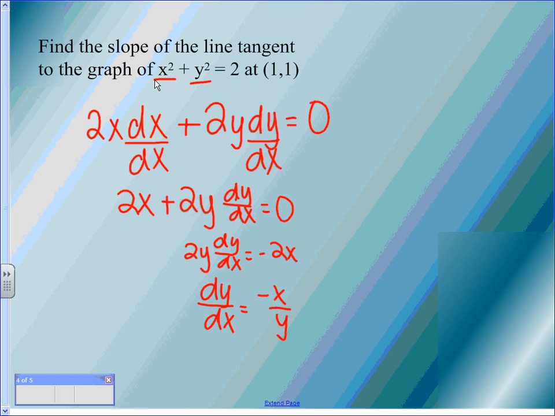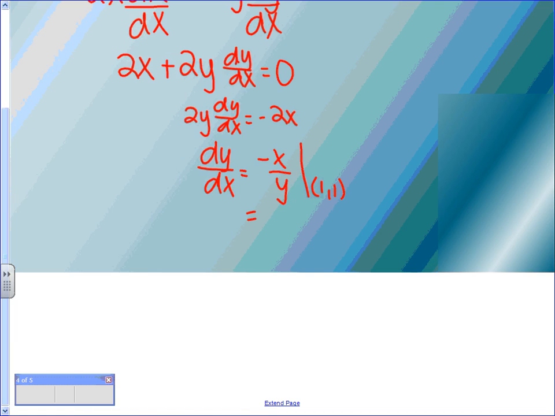Something moving in a circle, x squared plus y squared equals the radius squared. That's the formula for a circle. So you need to be able to do this kind of thing very easily. Does that make sense? Okay, so that is our slope, right? Negative x over y. At what point? At the point (1, 1). So what is our actual slope? Negative 1. That is the slope. You see how that works? Any questions there? Okay.